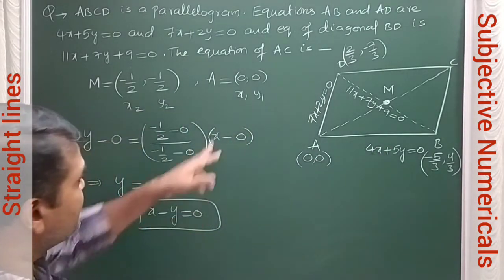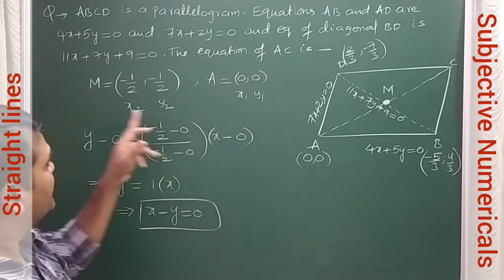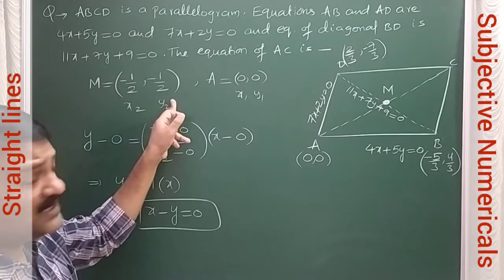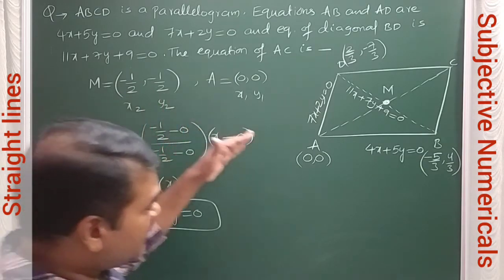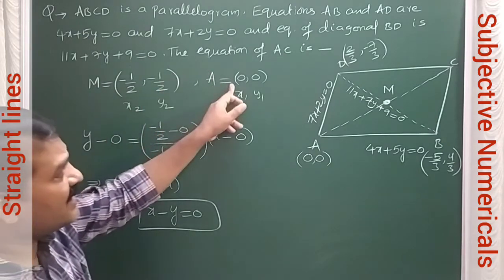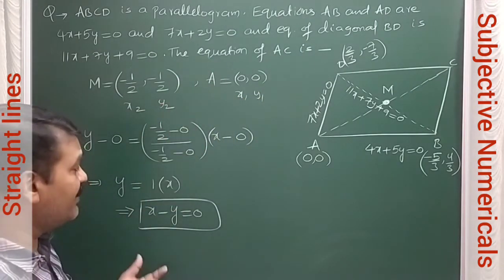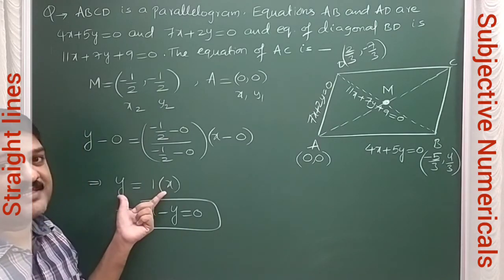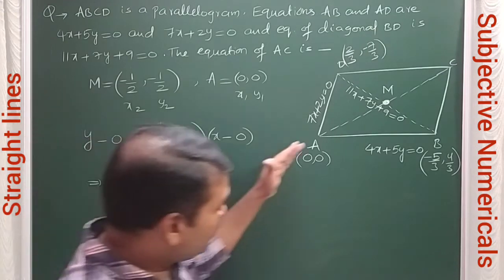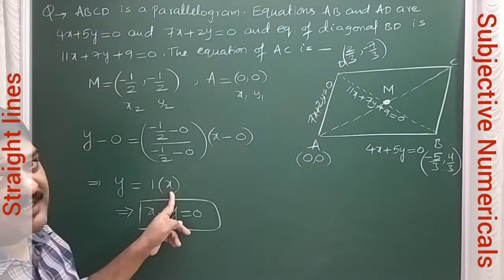See, A is (0, 0), x and y coordinates are equal. For the midpoint also, x and y coordinates are equal. That means for the equation of AC, x and y coordinates are equal for both the points. Therefore, the equation of the line will be like this. So, y is equal to x means for all the points on this line, x and y coordinates are equal.